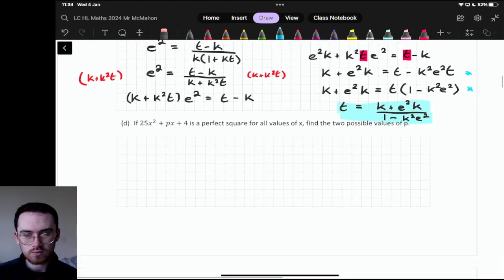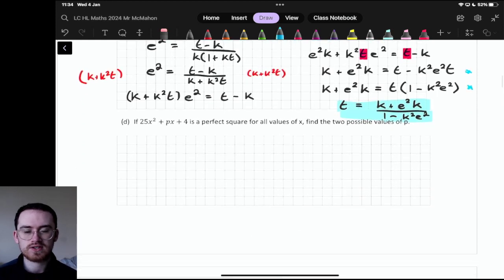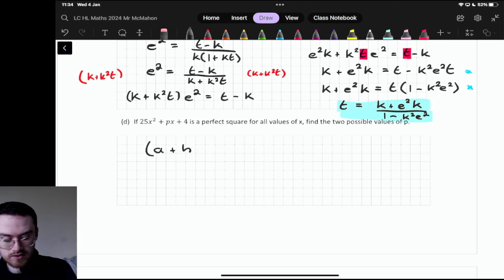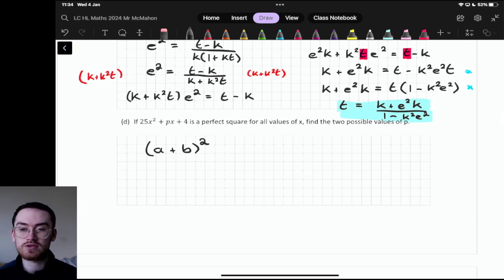Finally, for question 1, let's look at this question with perfect squares. Okay, we should remember that a perfect square is a quadratic that can be written as a plus b all squared. And when we multiply out those brackets, we get this quadratic. So it's one that can be reduced to an expression squared.